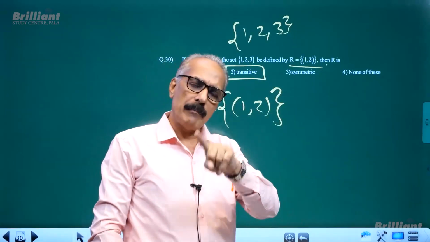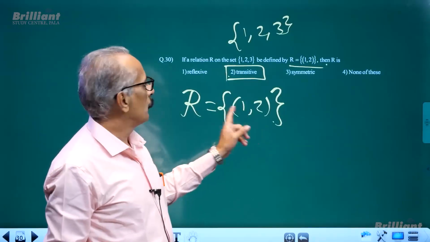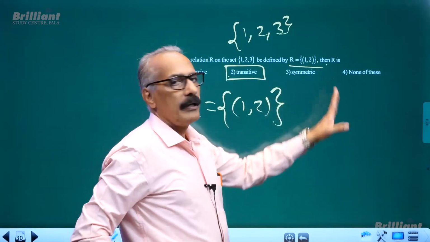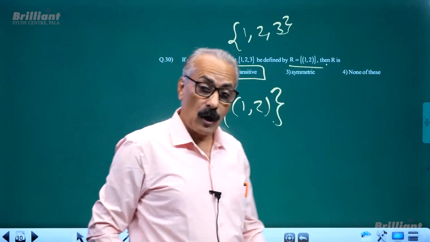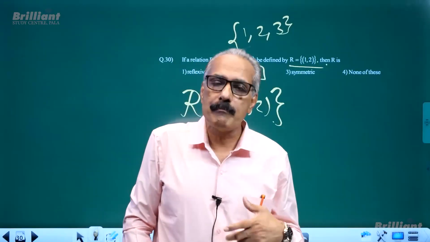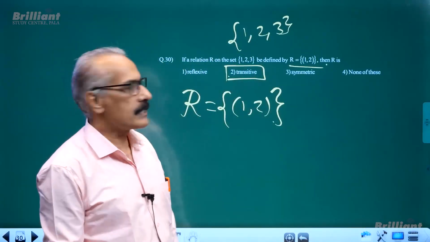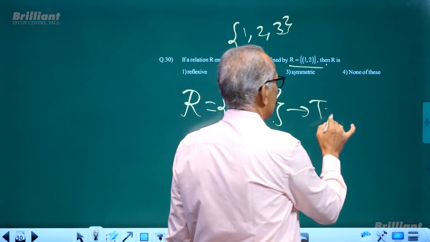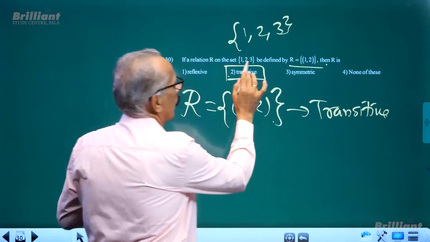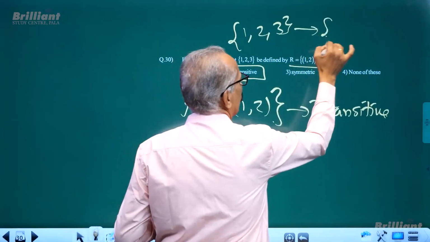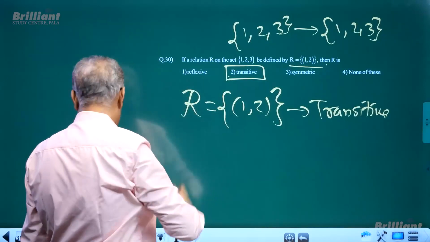Symmetric: if (a, b) is present, (b, a) must also be present. So (1, 2) is present, (2, 1) is not there, so not symmetric. None of this. So the answer, this is transitive. Transitive means if (a, b) is present as well as (b, c). There is no 'as well as'. It is only (a, b). Hence it is transitive. And remember, 1 and 2 are elements of the set {1, 2, 3}. So the answer is 3.